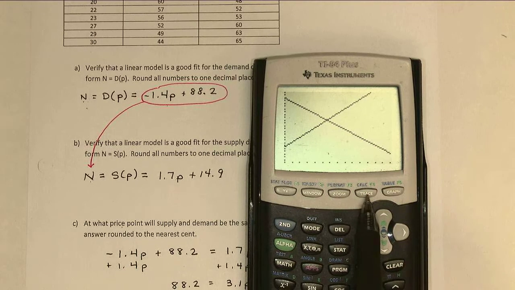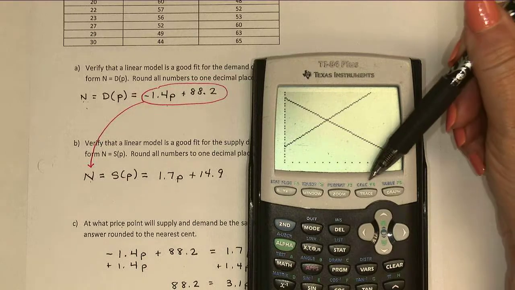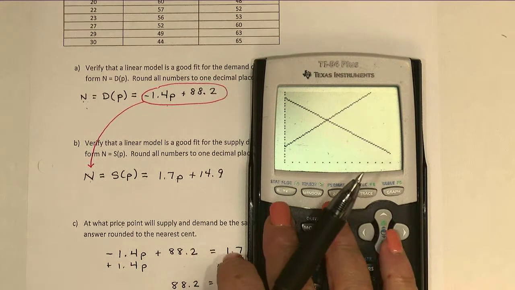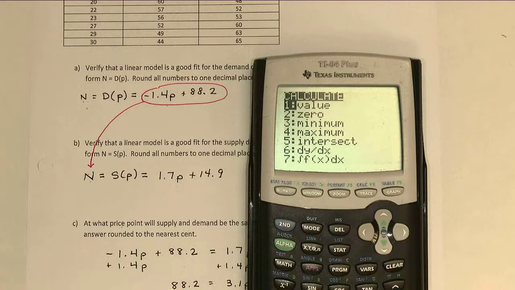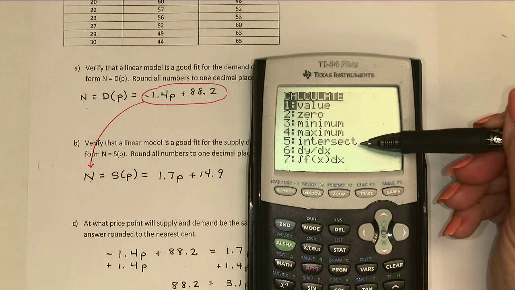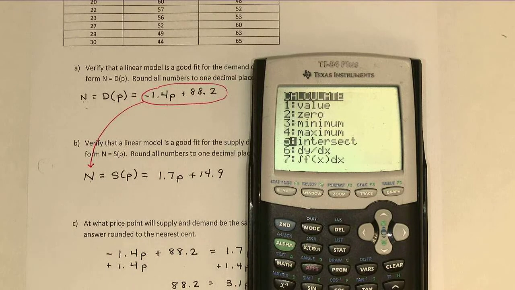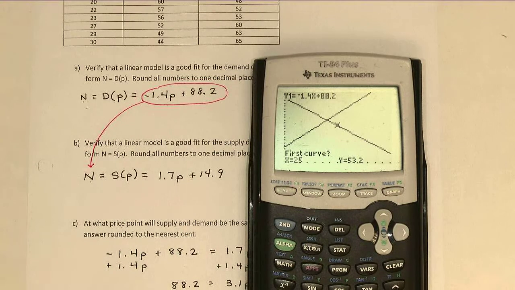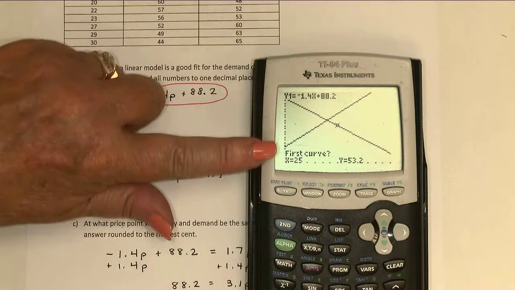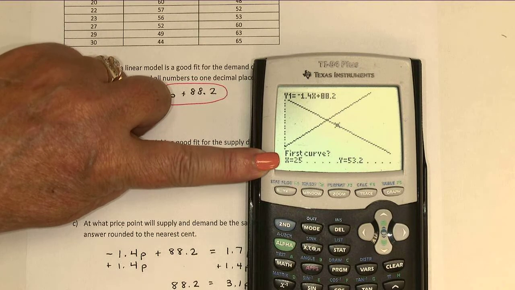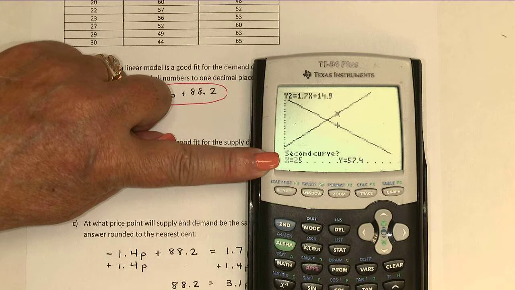Above your trace key, we have this calc feature, and that finds a lot of stuff on graphs. So let's go second calc. And you'll notice that one of the options is intersect, which is what we want to do here. So I'll select that. It's going to ask you some questions. First of all, is this the first graph you want to use? It says first curve, but that's just what they say for graph. Since it is, I say enter. Is this the second one? Well, yes. I'm going to put enter again.